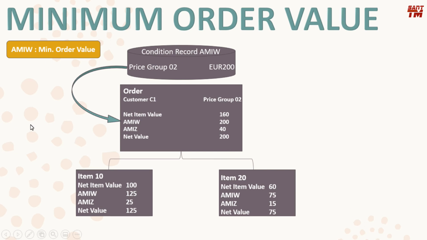So what is it doing? It is simply getting the condition record. Condition record says 200 minimum order value. AMIW comes 200 minimum order value. Now AMIW says tell me how much of additional surcharge has to be given. The additional surcharge is calculated by AMIZ by AMIW minus net item value, that is 40 euros. And that 40 euros is the additional surcharge this customer C1 would be billed.